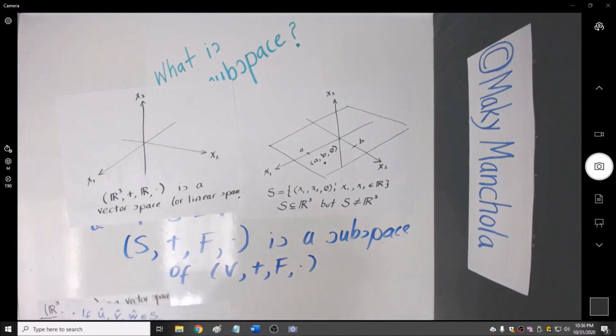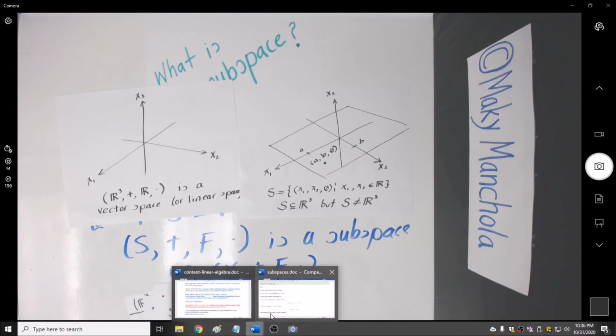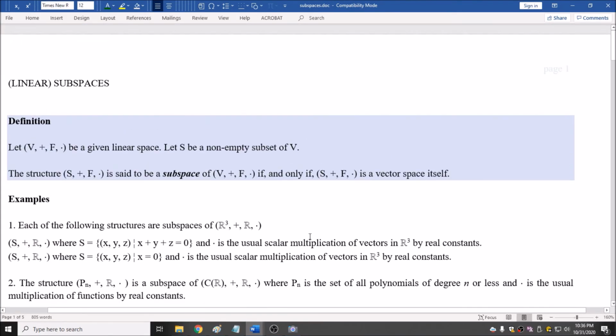Okay, so let's go and look at the formal definition. Definition: let V, plus, F, dot be a given linear space or vector space. Linear space and vector space for us would mean the same object. Let S be a non-empty subset of V. The structure S, plus, F, dot is said to be a subspace of the structure V, plus, F, dot if and only if S, plus, F, dot is a vector space itself.